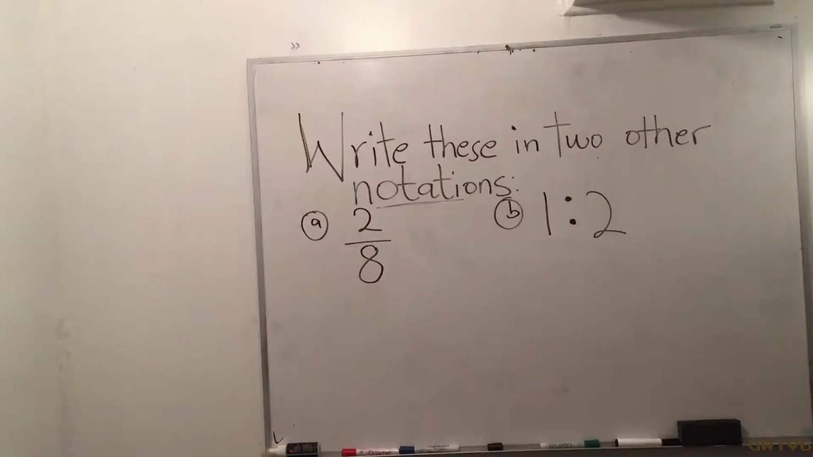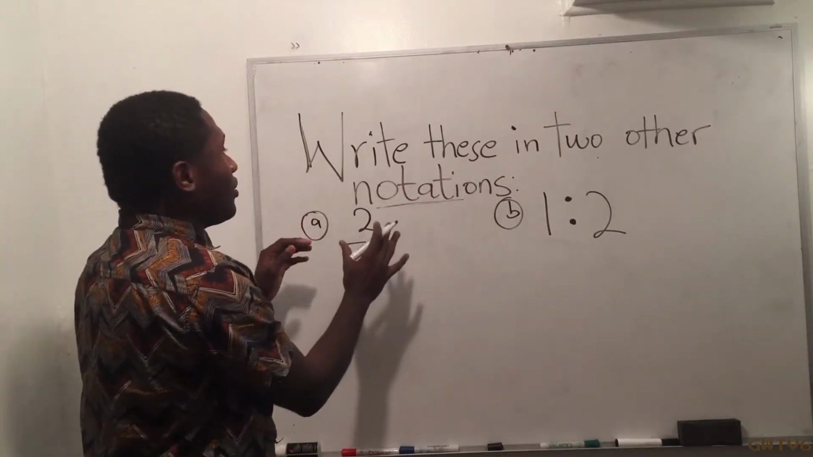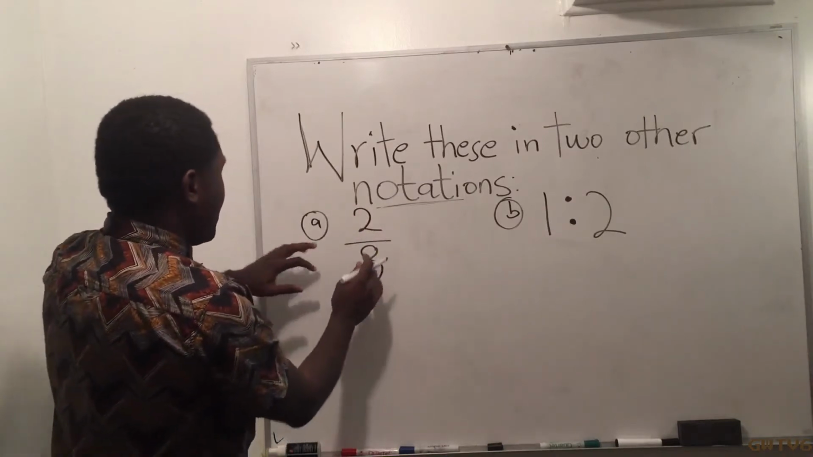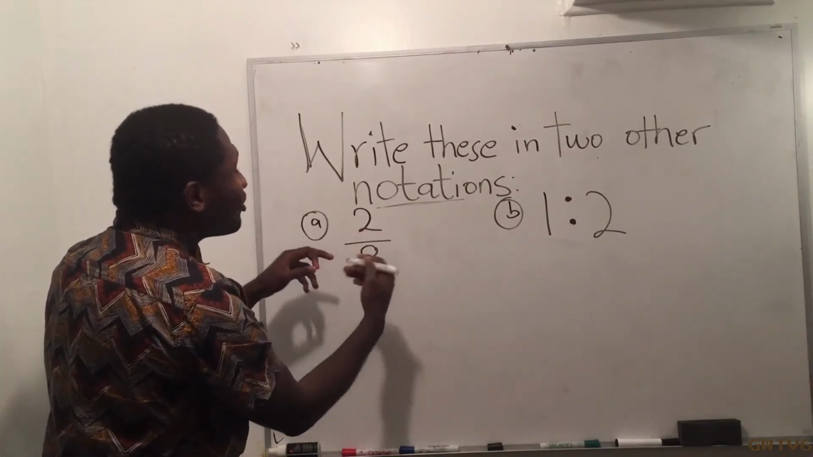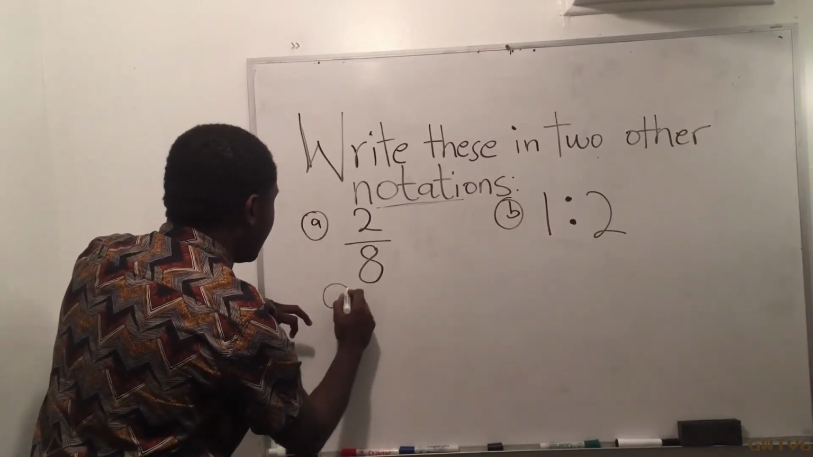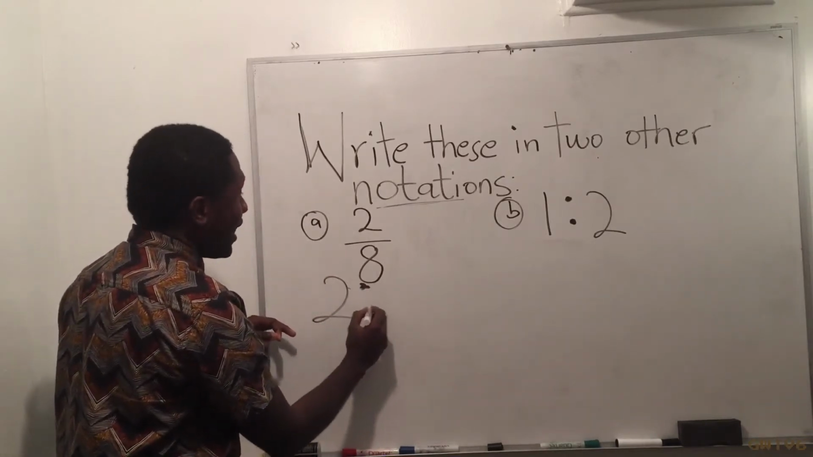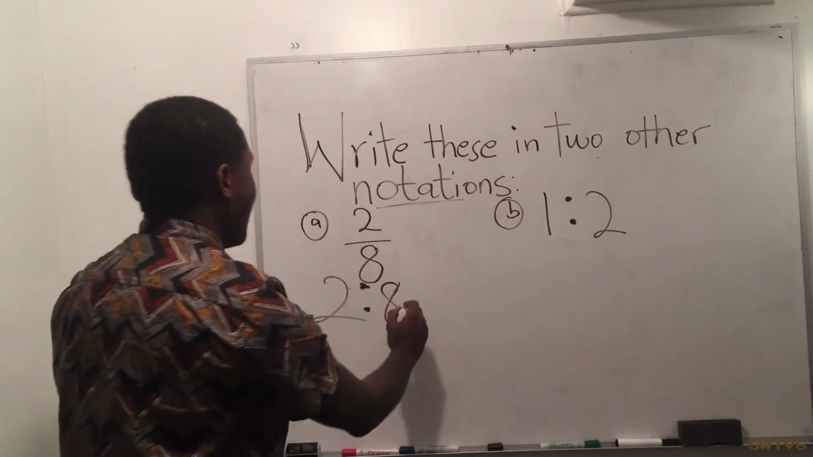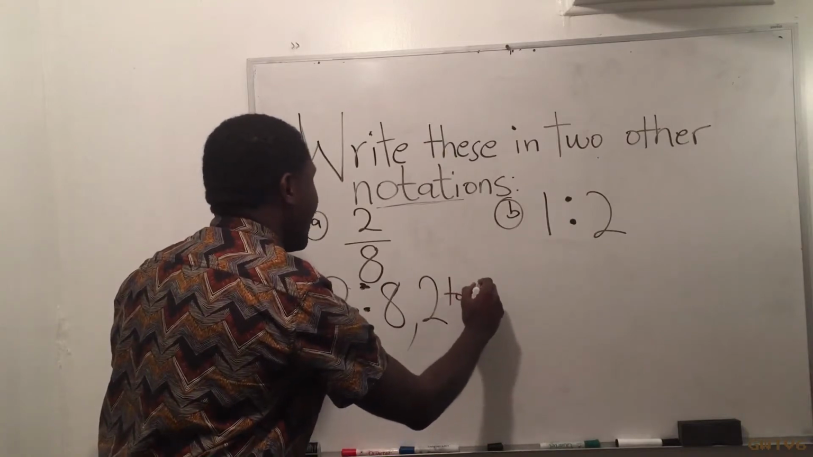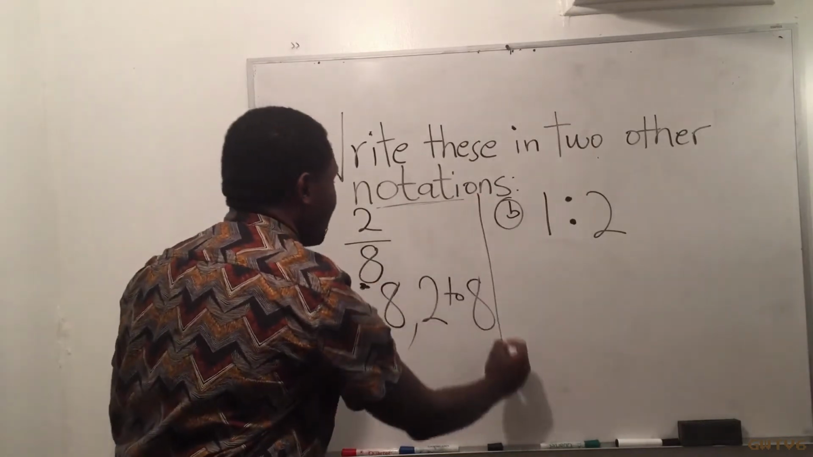Okay, so I'm being asked to write these in two other notations. So the first one right here that I see, I have 2 over 8. So the other notations that this could be written into is 2 ratio 8 and 2 to 8. So that's for the first one.